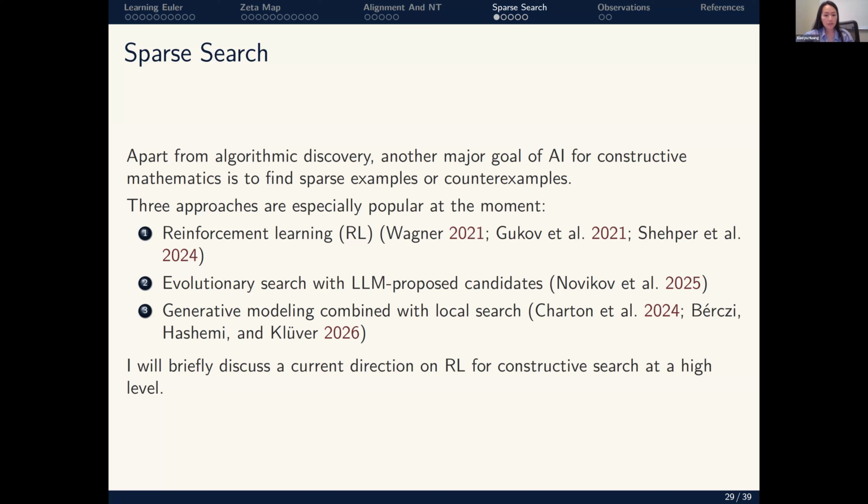For time's sake, I'll briefly discuss a current direction only on RL for constructive methods. Unfortunately, because all my work with my wonderful collaborators is currently under double-blind review, I hope to keep the discussion at a high level. But if you have any questions, please feel free to ask me or reach out.